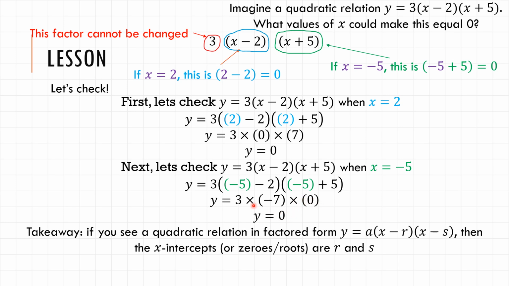So the takeaway here is that if you see a quadratic relation in factored form that looks like this, the x-intercepts, or in other words the zeros or the roots, are the values r and s. Sometimes it's easy to see what r is. In this case, r is 2. x minus r, x minus 2. r has got to be 2.